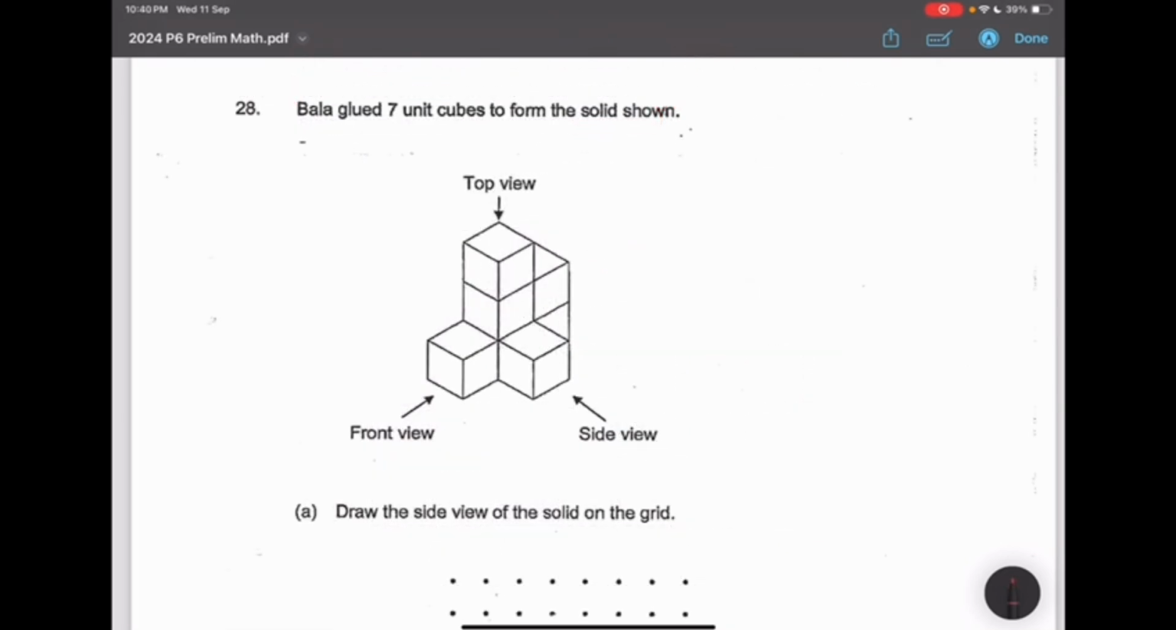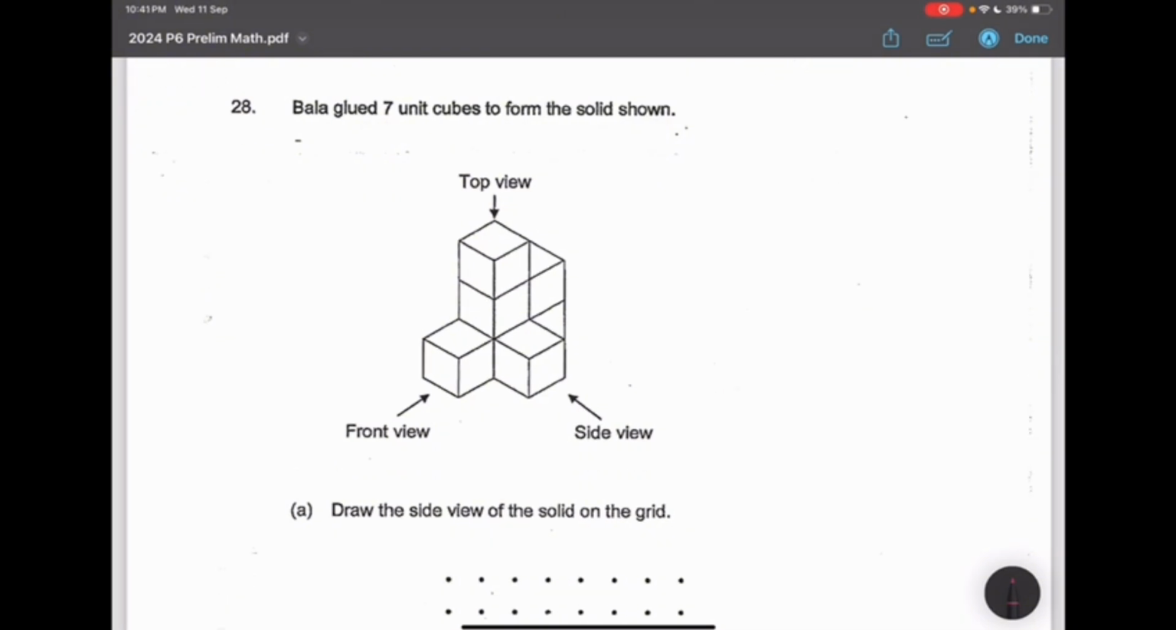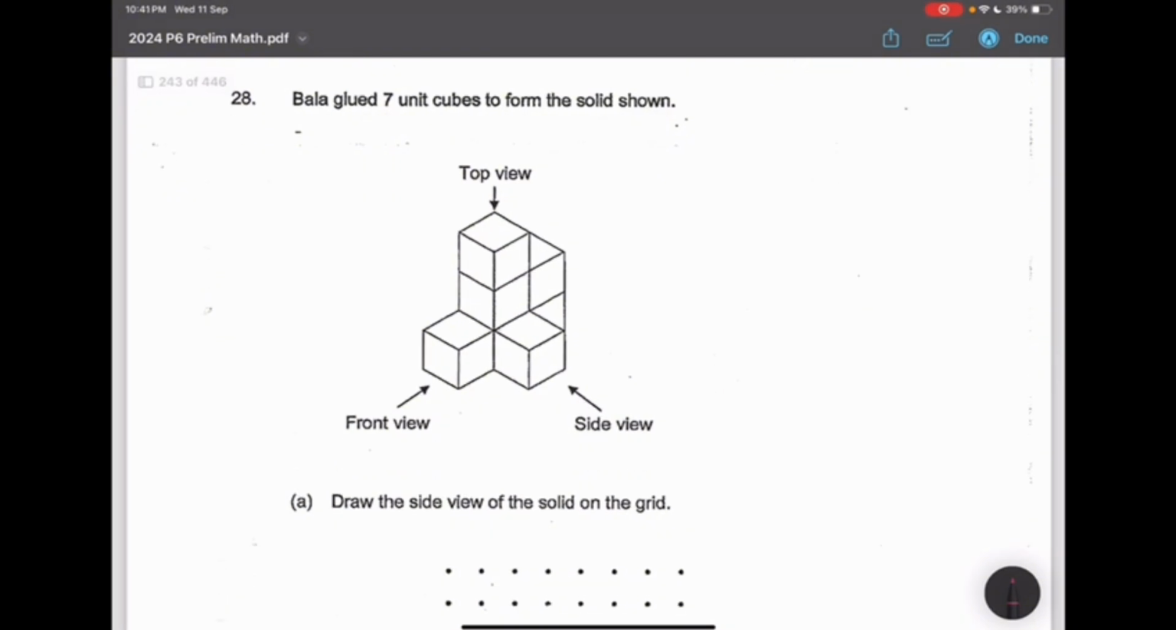Moving on to question number 28, let's jump right in. Bala glued 7 unit cubes to form the solid shown. Let's look at question A. Draw the side view of the solid on the grid. So what I want to do for you guys is to draw it at a more skewed angle that is closer to the side view. Right now, we are looking at it at a very weird angle, diagonally from the top. So what I want to do is to just draw layer by layer so that we can see clearly.